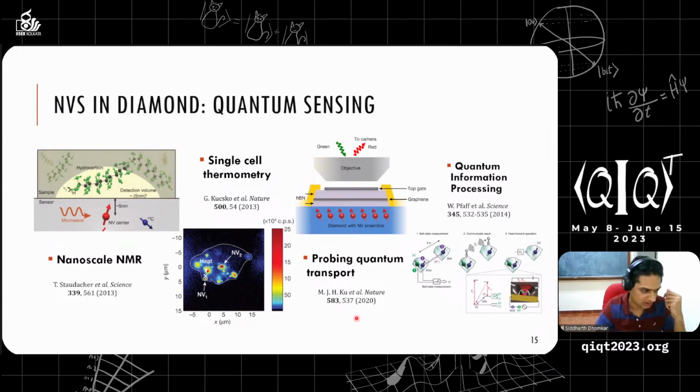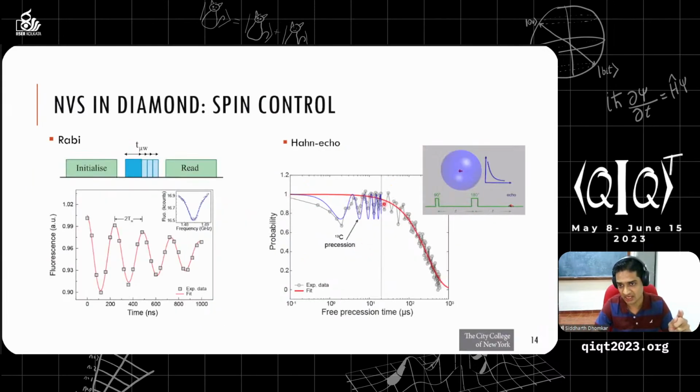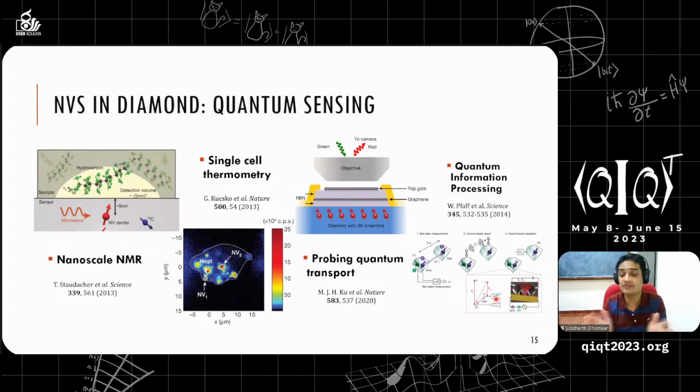You can probe more exotic condensed matter physics with NV centers. You can probe quantum transport. People have done that with graphene. And you can also do quantum information processing, because what you have now is an electron spin with a coherence lifetime of a few hundred microseconds, even at room temperature. If I go back to the previous slide, this is the coherence lifetime, the Hahn-echo lifetime. It's of the order of a few hundred microseconds for bulk NVs, even at room temperature. So it becomes a very nice qubit even at room temperature.